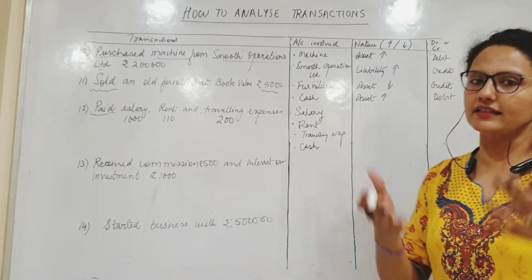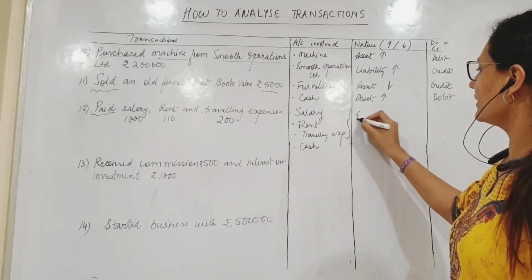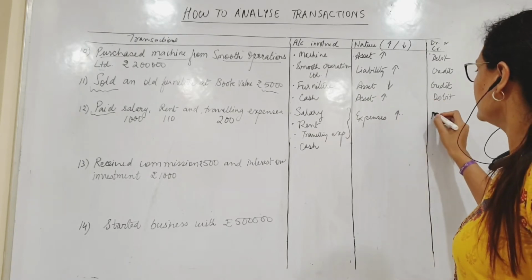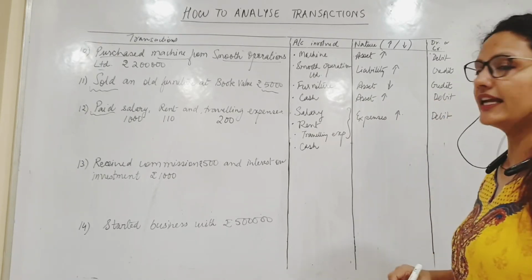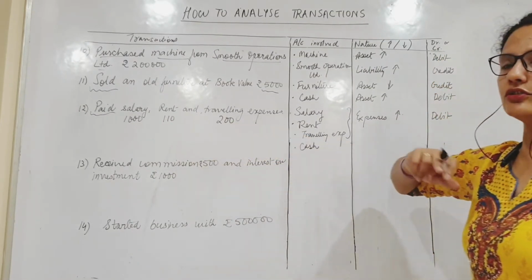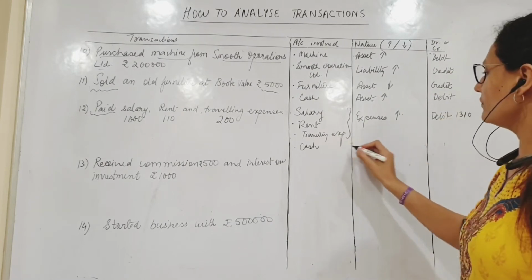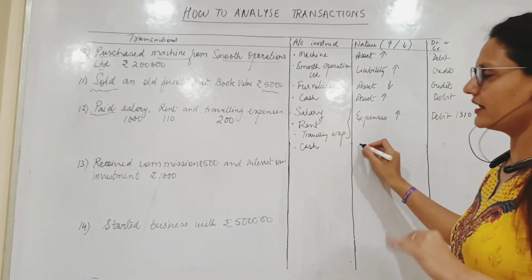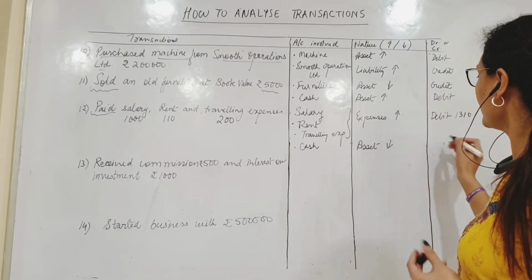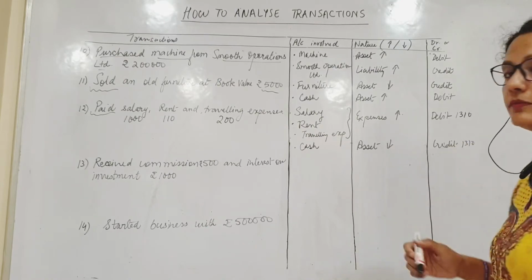So cash balance is reducing. All of these 1, 2, 3 are expenses for me and expenses are increasing. Therefore, I will debit it, right? I will debit how much? 1000, 110 and 200. So it is 1310 I will debit. Obviously, I would have paid this entire amount. Cash being an asset is decreasing by how much? 1310. So 1310 would be credited.